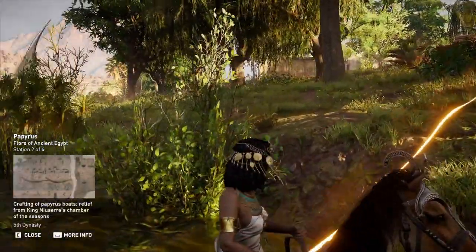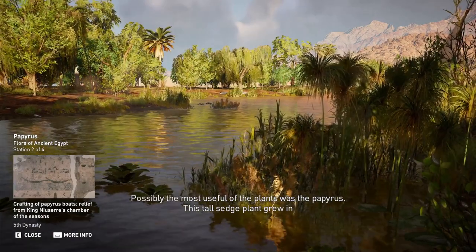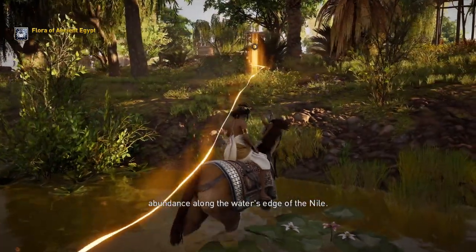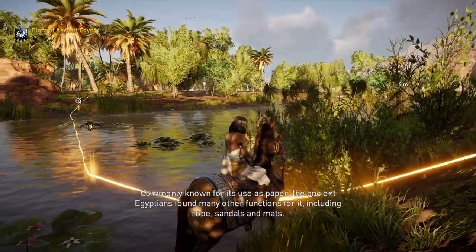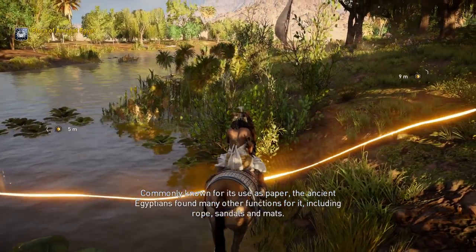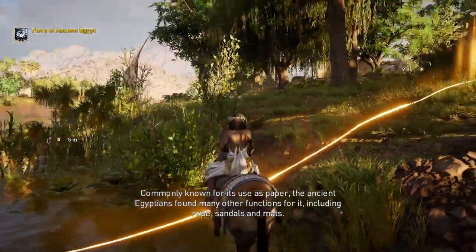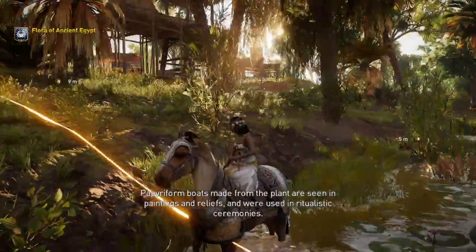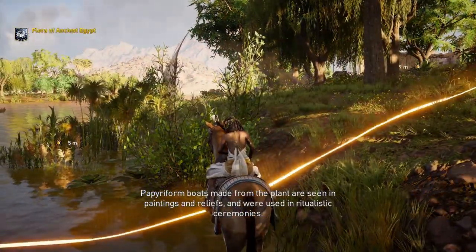Possibly the most useful of the plants was the papyrus. This tall sedge plant grew in abundance along the water's edge of the Nile. Commonly known for its use as paper, the ancient Egyptians found many other functions for it, including rope, sandals, and mats. Papyriform boats made from the plant are seen in paintings and reliefs, and were used in ritualistic ceremonies.